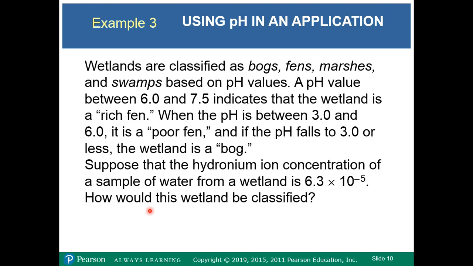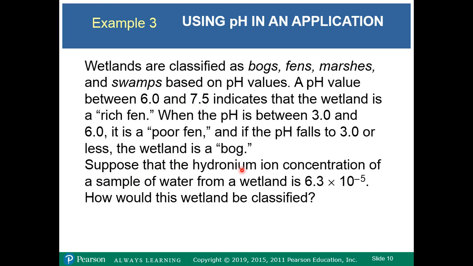Here's another one. It says wetlands are classified as bogs, fens, marshes, and swamps based on pH values. A pH value between 6 and 7.5 indicates that the wetland is a rich fen. When the pH is between 3 and 6, it is a poor fen. And if the pH falls below 3 or less, the wetland is called a bog. So the more acidic the pH of the environment is, the more it is categorized by that.